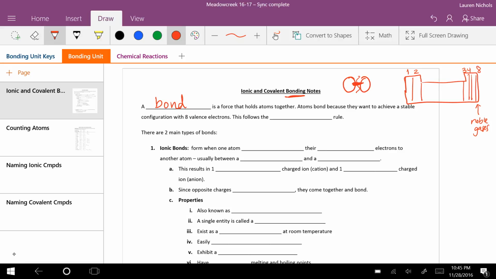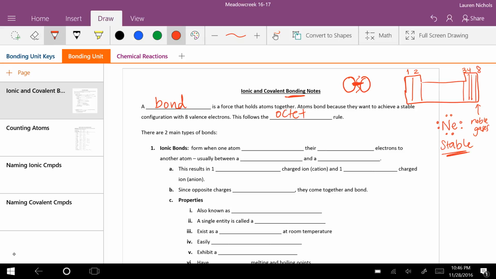Now, when you have 8 valence electrons, for example, if you have neon, your electron dot structure looks like this. You have 8 valence electrons. Now, this is called the octet rule. When you have 8 valence electrons, you're stable. Atoms like to be stable with 8 valence electrons.